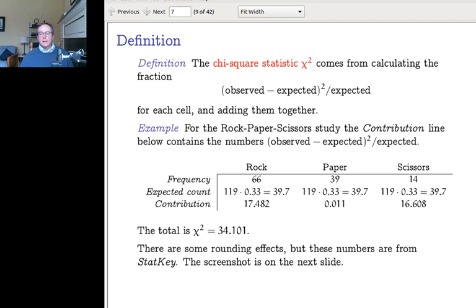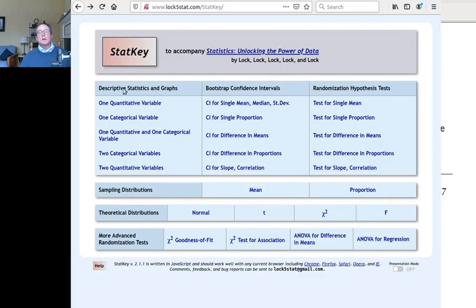Okay, so I want to take you to StatKey. Oops, in the wrong place on StatKey. So let me bring this up. There we go. There's StatKey. Okay, so new chapter. Time to find a new place on StatKey, and there it is down there.